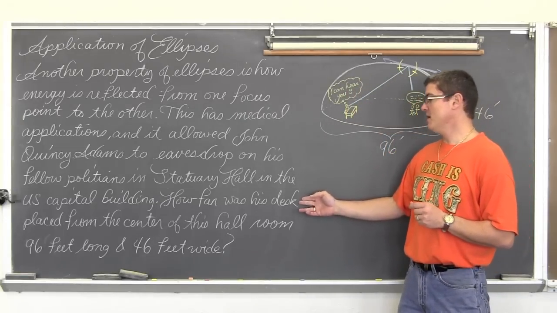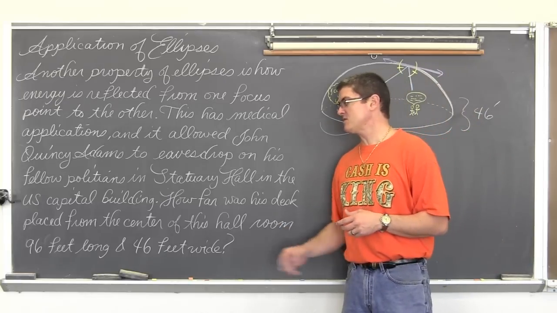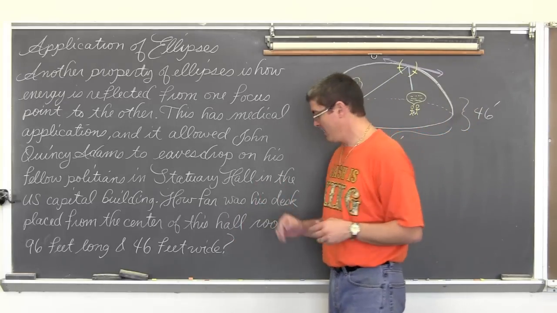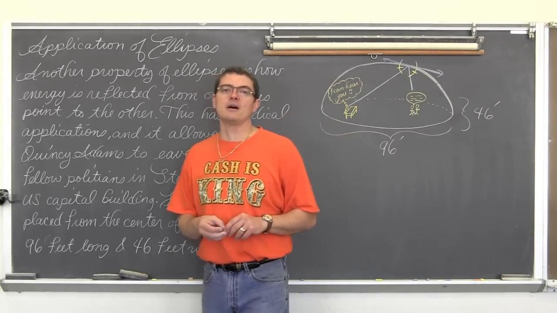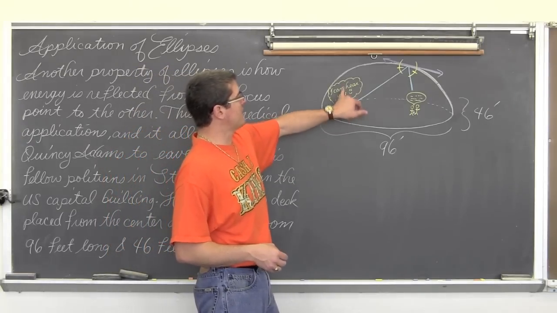How far was his desk placed from the center of that elliptical room that's 96 feet long and 46 feet wide? These values are rounded off a little bit just to make this math I'm doing off the top of my head a little bit easier. So here's John Quincy Adams. He's like, hey man, I can hear everything you're saying.